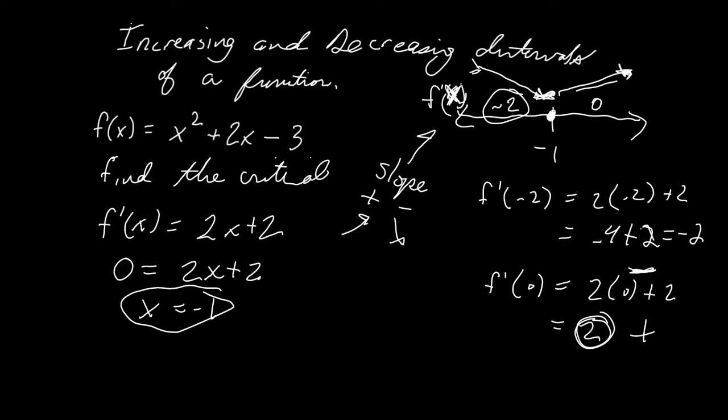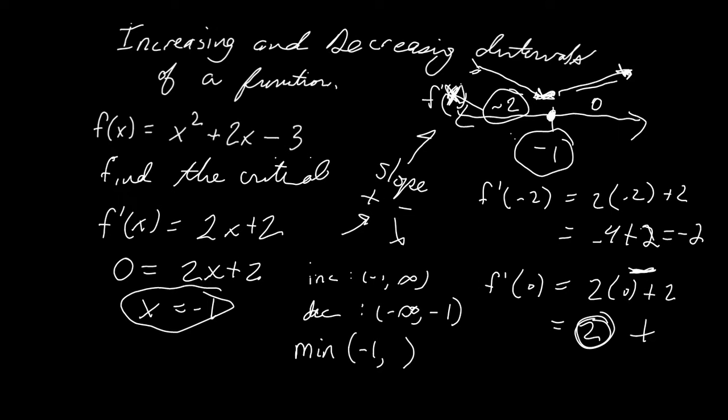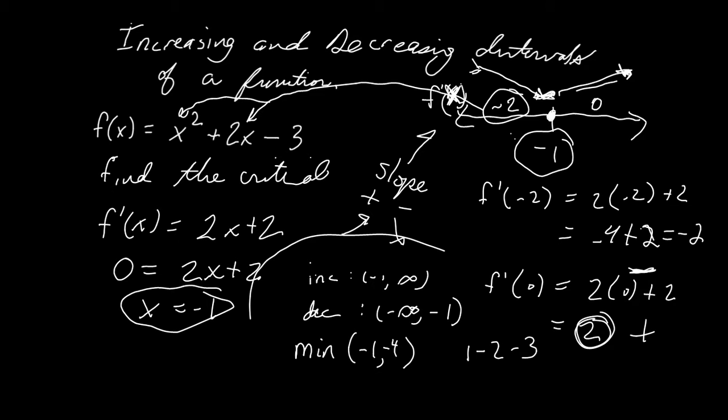So when I go and write out my intervals, increasing, negative 1 to infinity, decreasing, negative infinity to negative 1, and I have a max or min. I said I have a minimum at negative 1 comma what? Well, I've got to take negative 1, and it's a minimum on the original function. So we've got to plug it all the way back in here and here. So when I plug in negative 1, I get 1 minus 2 minus 3, so I get negative 4.